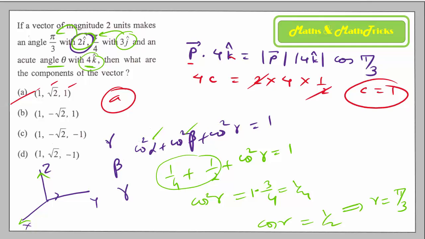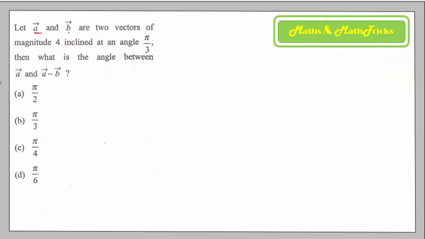Alright, coming on to the next question now. A and B are given to be two vectors of magnitude 4. Magnitude of A vector, magnitude of B vector is given to be 4. And they said that they are inclined at an angle pi by 3. Angle between A and B is given pi by 3. Then what would be the angle between A and A minus B?